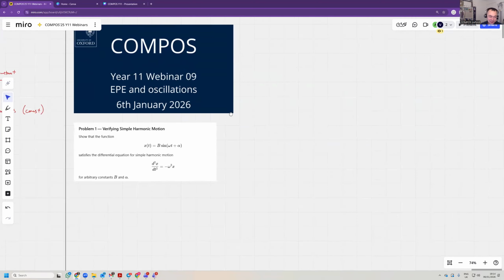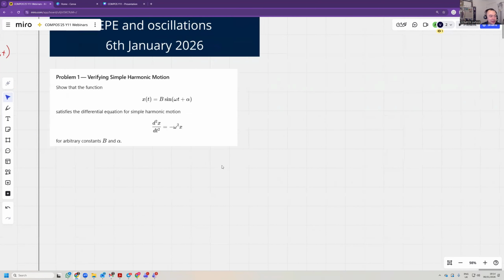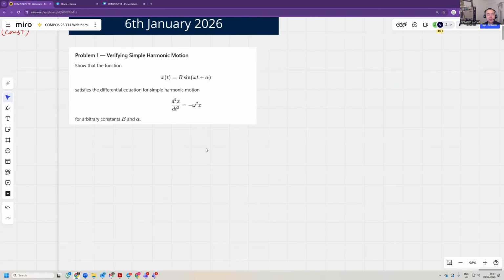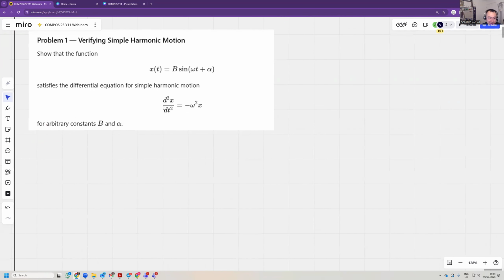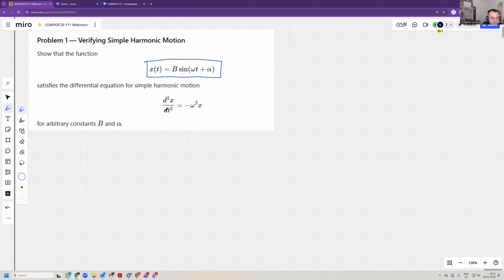So the first problem that we're going to do is simple harmonic motion. The differential equation of simple harmonic motion is the second derivative of x is equal to minus omega squared times x. The first problem is to verify that this is a solution of this differential equation.